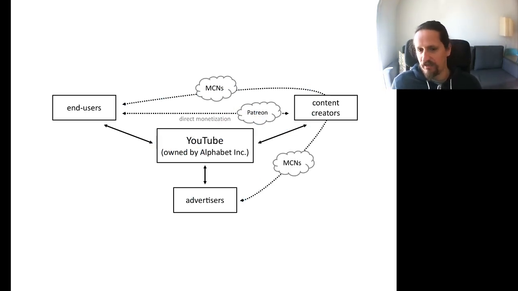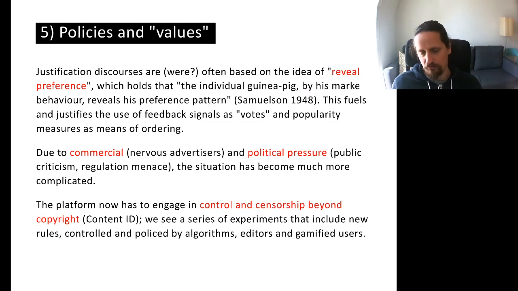Instead of just having the advertisers, now we can, for example, add the multi-channel networks here, connecting between advertisers and content creators. We can add direct monetization through Patreon, right? And this platform diagram becomes more and more complicated.